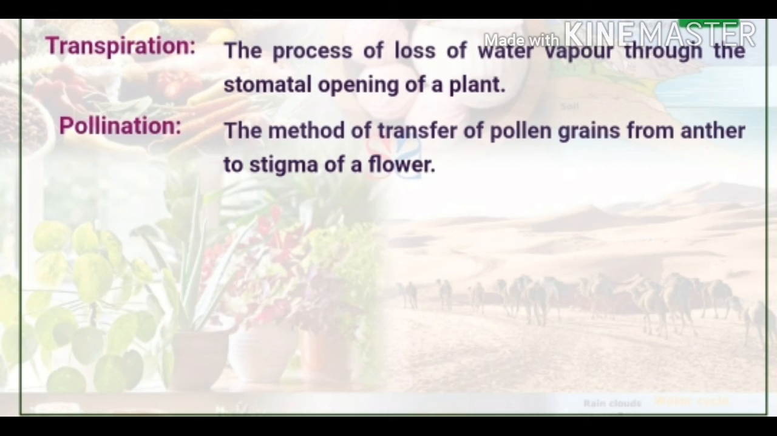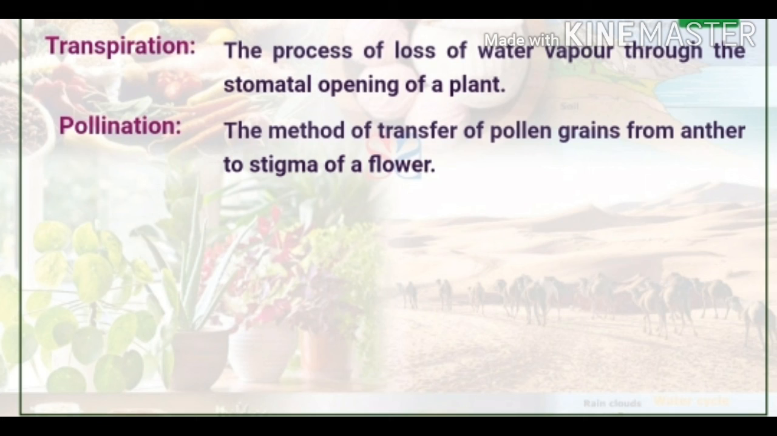Transpiration. The process of loss of water vapor through the stomatal opening of a plant. This process is called transpiration. In this process, the plant loses extra water in the form of water vapor through the stomata of the leaves.